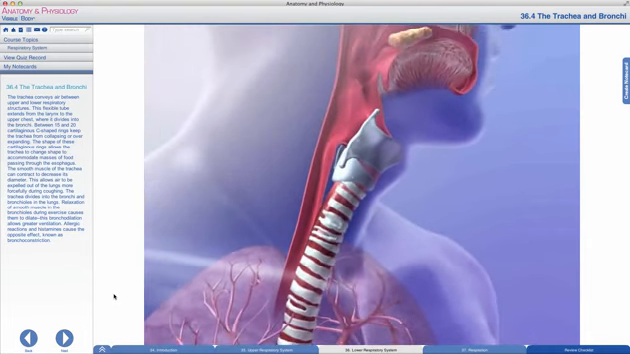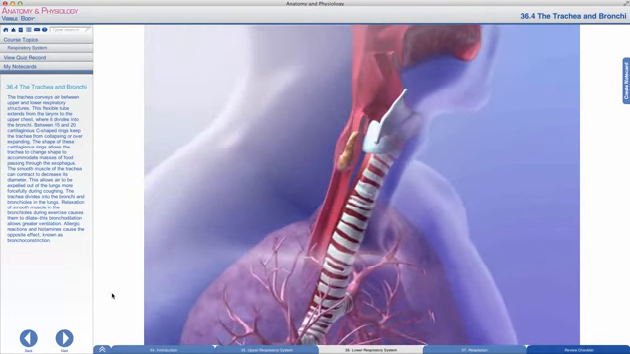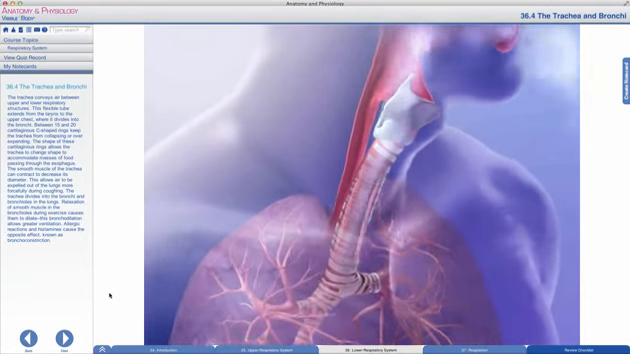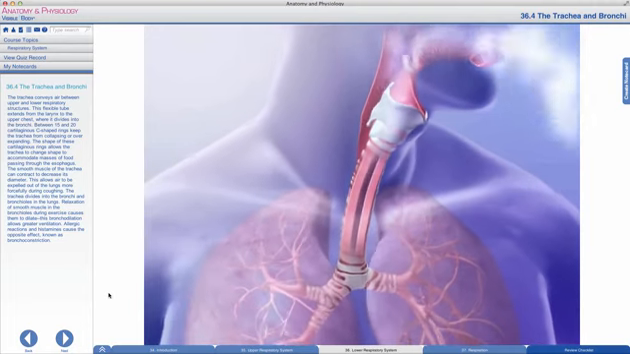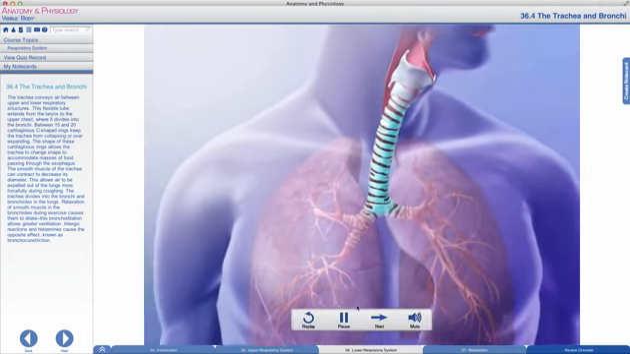The shape of these cartilaginous rings allows the trachea to change shape to accommodate masses of food passing through the esophagus. Smooth muscle of the trachea can contract to decrease its diameter, which allows air to be expelled out of the lungs more forcefully during coughing.